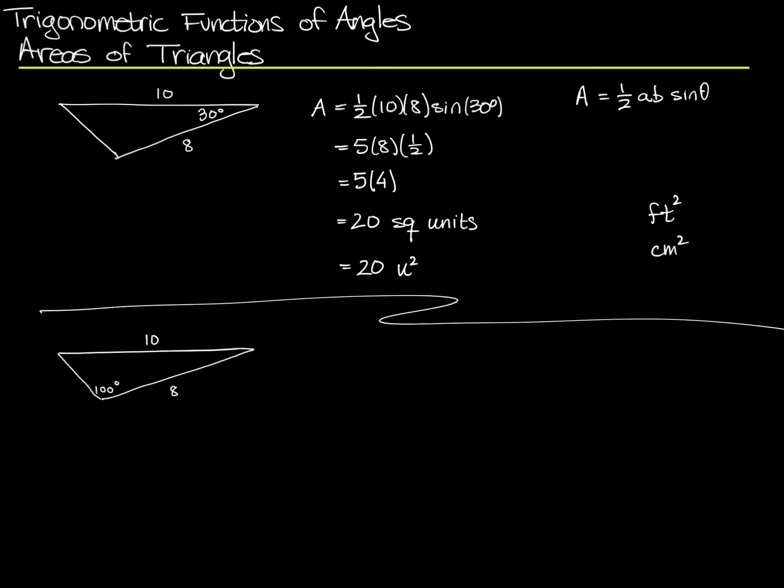If I want to find the area of this triangle, I need to take 1/2 times A times B times the sine of, in this case, 100 degrees. Now, in this case, the labeled angle is the obtuse angle. It's larger than 90 degrees, but that's okay. I can still use the formula. However, there's a different problem with this question.